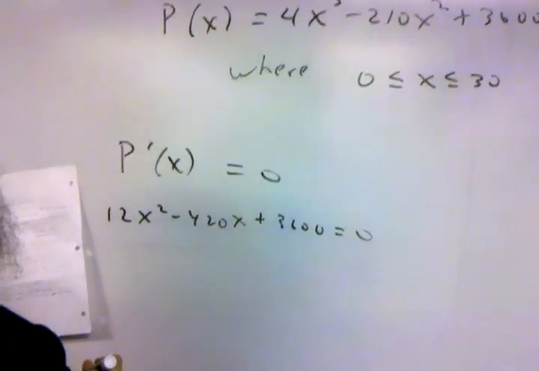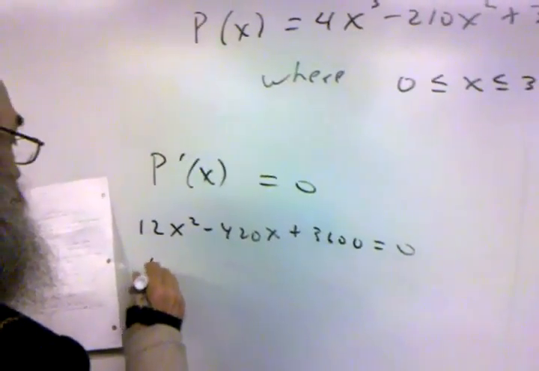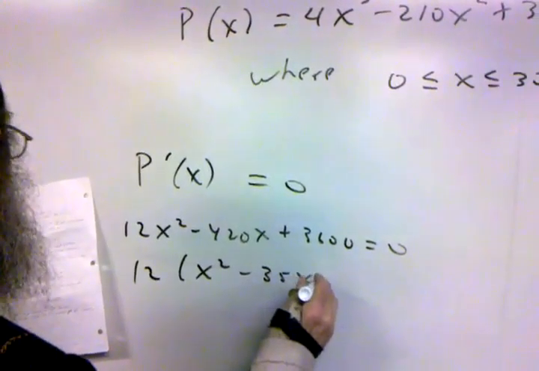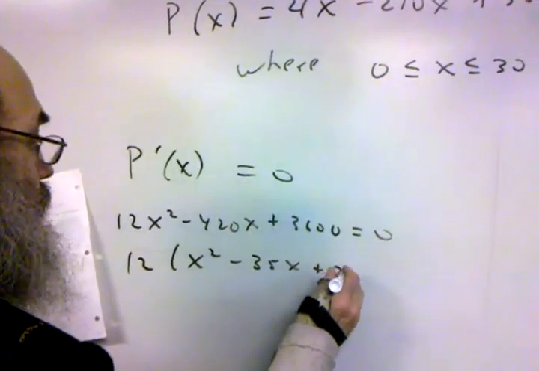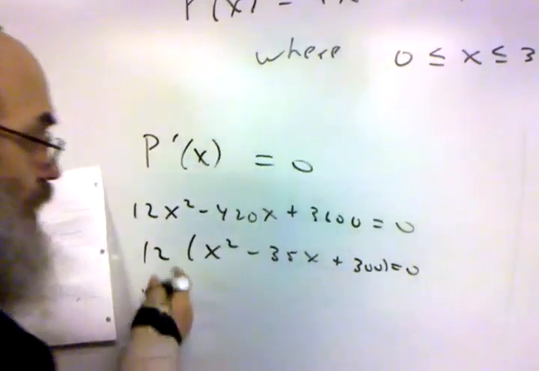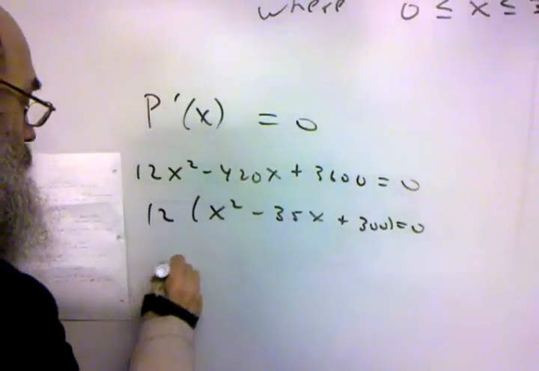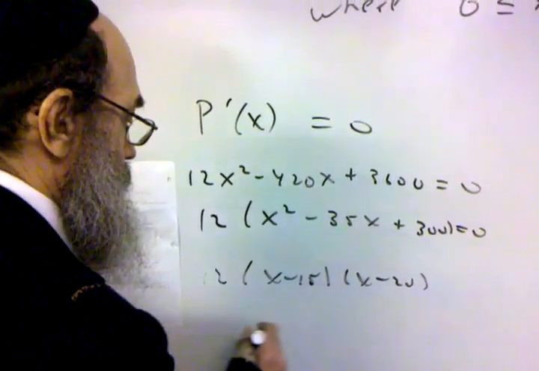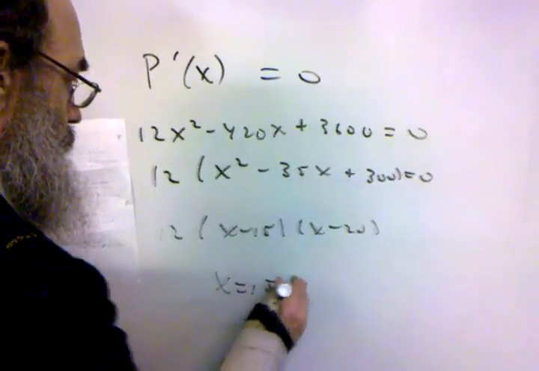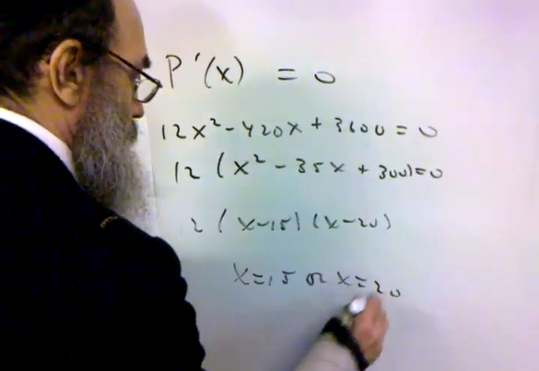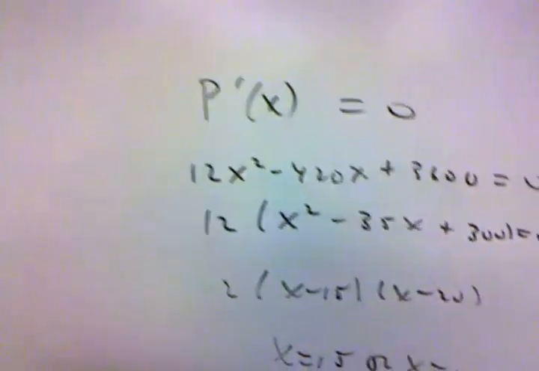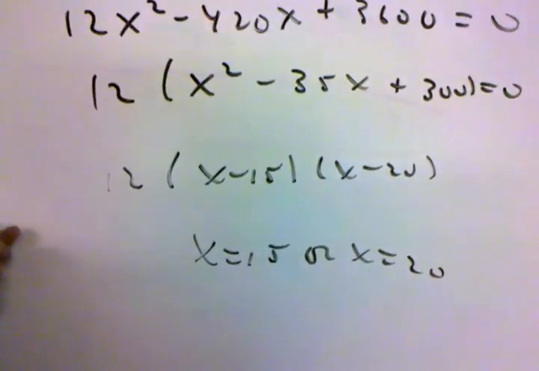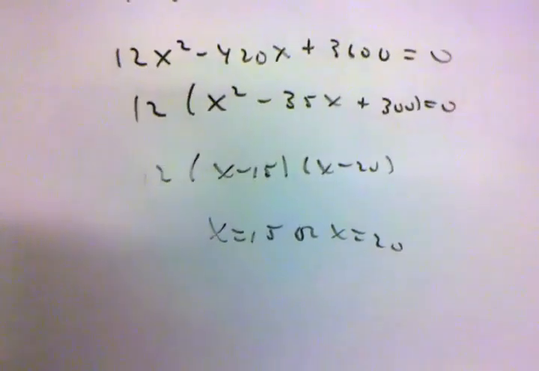Now I can factor out a 12. This is 12 times x squared minus 35x plus 300. That equals 0. If you want, I can divide by 12 or just keep on factoring. This is 12 times x minus 15 times x minus 20. By the 0 principle, x equals 15 or x equals 20. Because this is a polynomial and nothing fancy, chances are one of these is a relative max or relative min. But we want to find the absolute max.